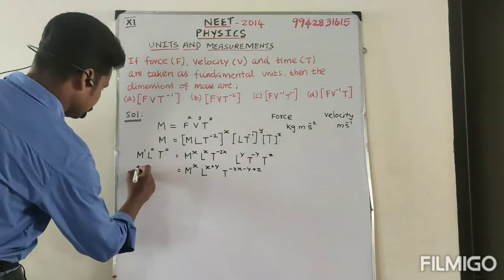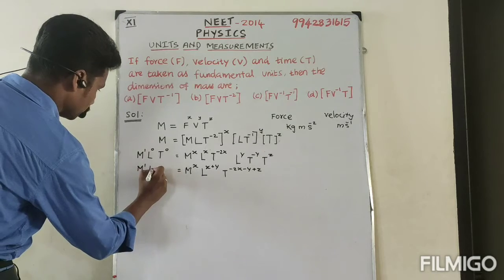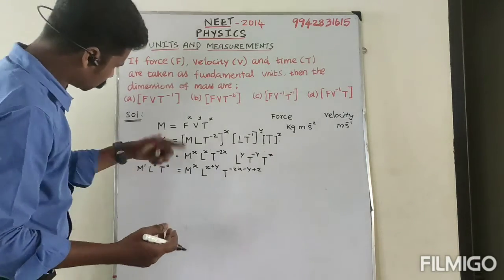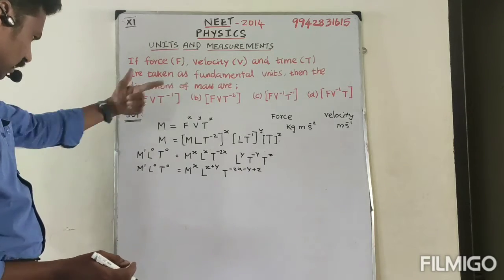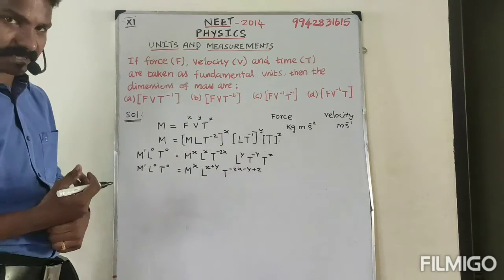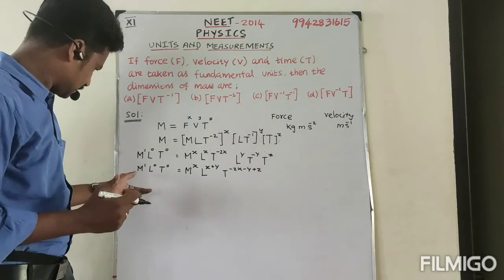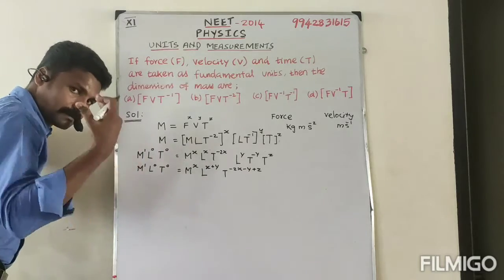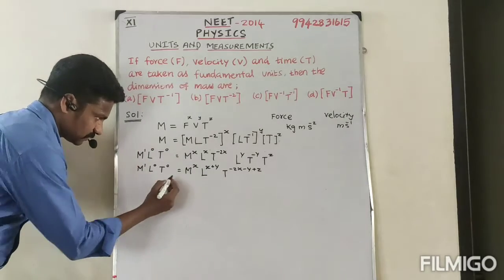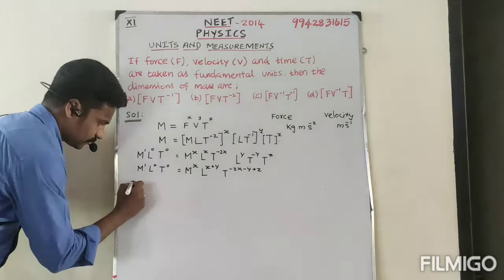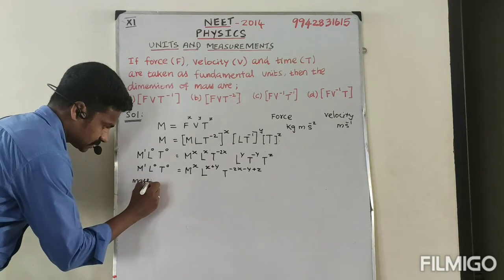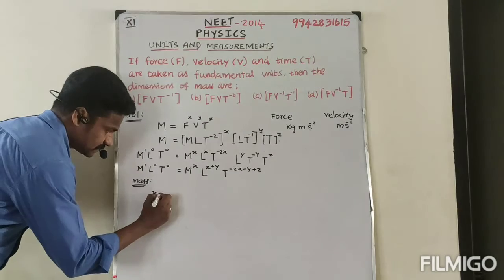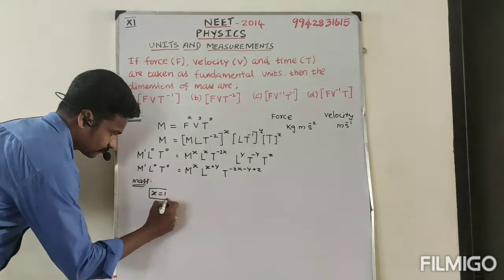Then on the left side I can write m power 1, L power 0 and t power 0. So now we have to compare: the base will be equal and the power also will be equal. You know the basic mathematics idea. So m power 1 is equal to m power x. So we can compare only the power value. In the mass part I can take m power 1 equal to m power x. That means x is equal to 1. So x value is ready.